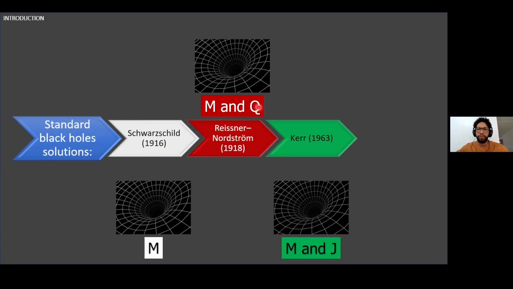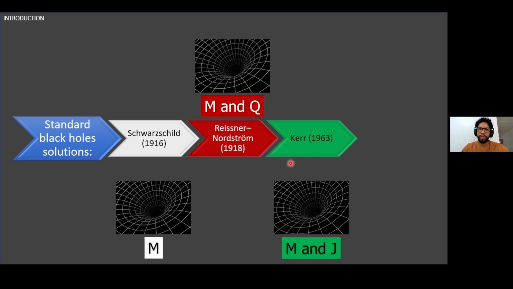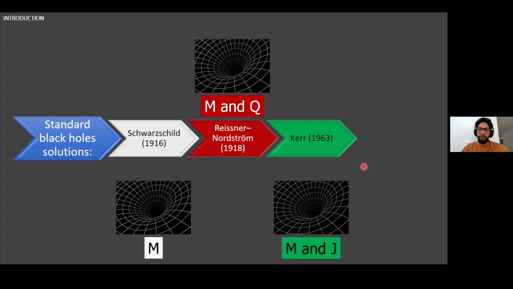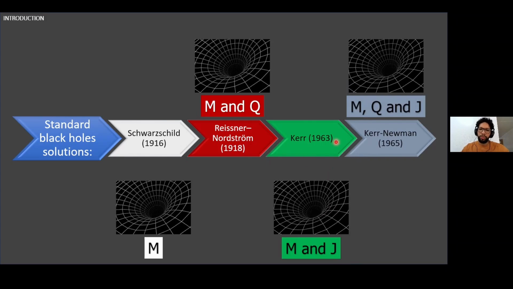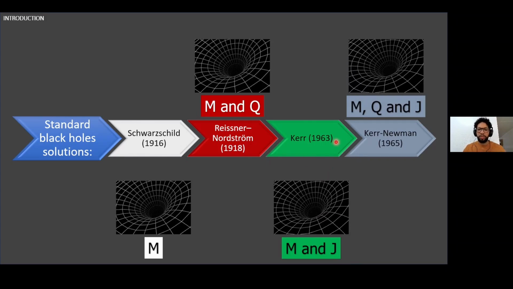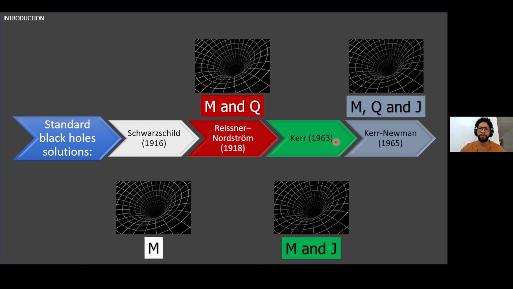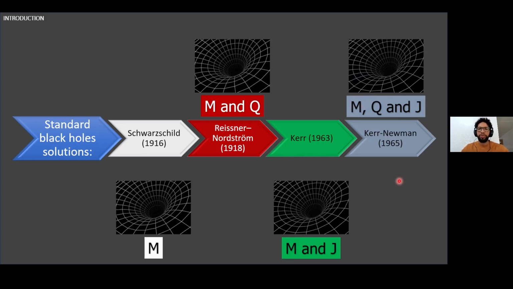The most important solution from the physical point of view is the Kerr solution. The solution describes the exterior of a rotating black hole and is completely characterized by the mass and the angular momentum of the black hole. The charged version of the Kerr solution is known as the Kerr-Newman solution. This solution is completely characterized by the mass, the electric charge, and the angular momentum of the black hole.